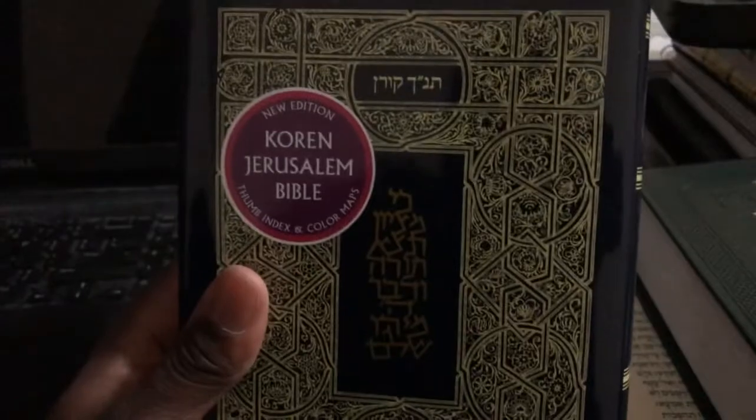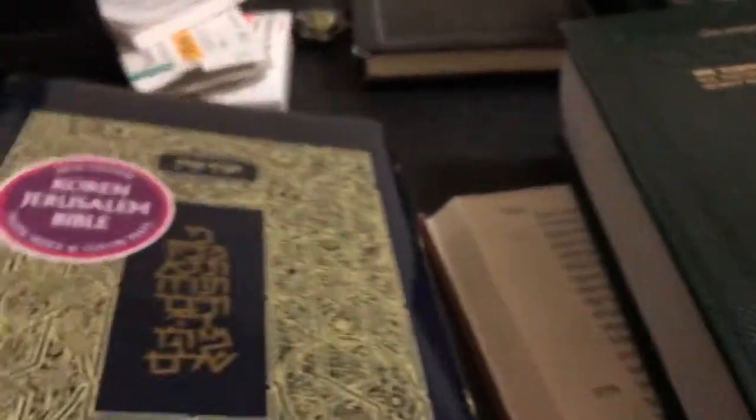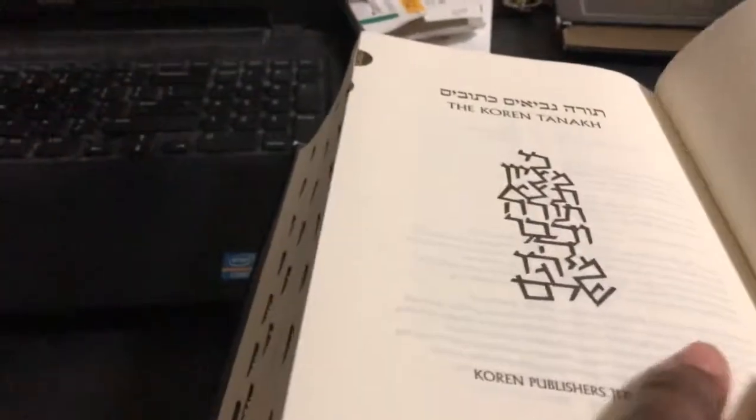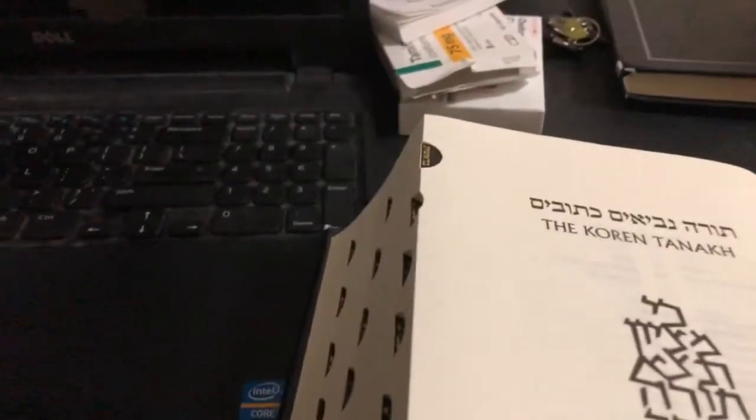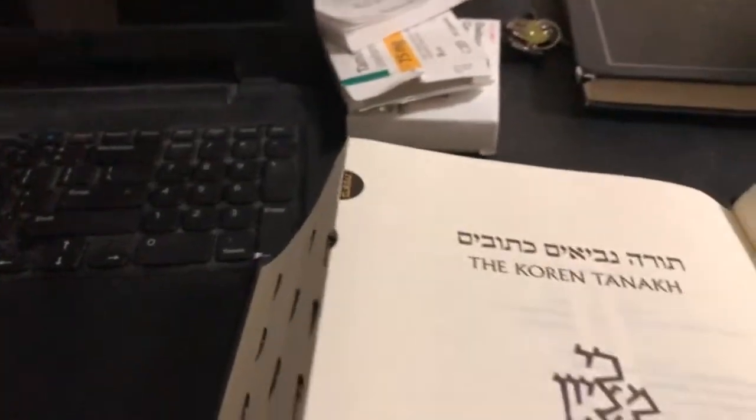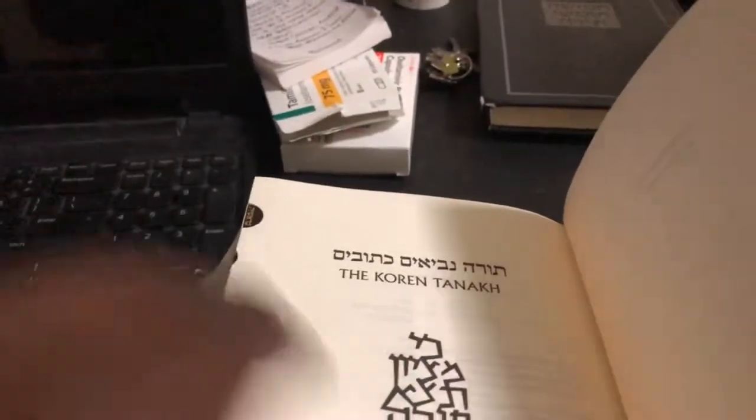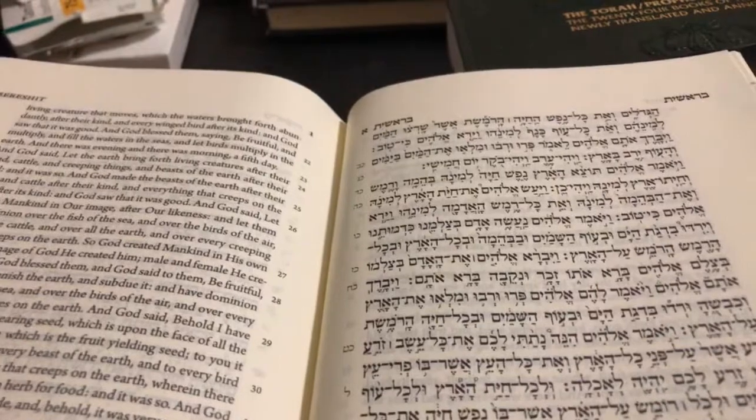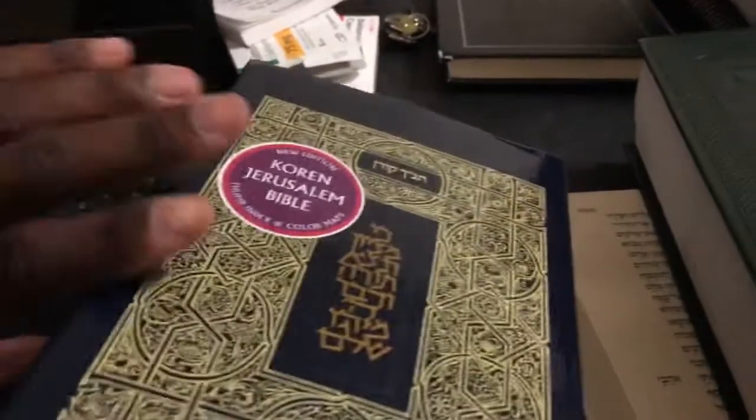This is the Koren Jerusalem Bible. It's similar to the Stone Edition Tanakh in a way. There are some things that the Stone Tanakh has that this particular Bible doesn't have. Nevertheless, this is the Koren Tanakh, and it has both the Aramaic, or the YHWH language, and it also has the English. This has tabs on it. As you can see, the tabs of all the books of the Tanakh.